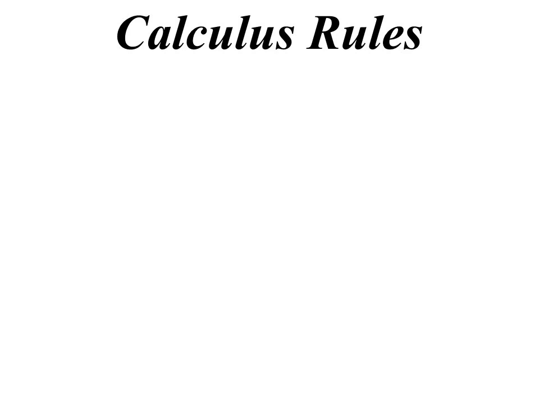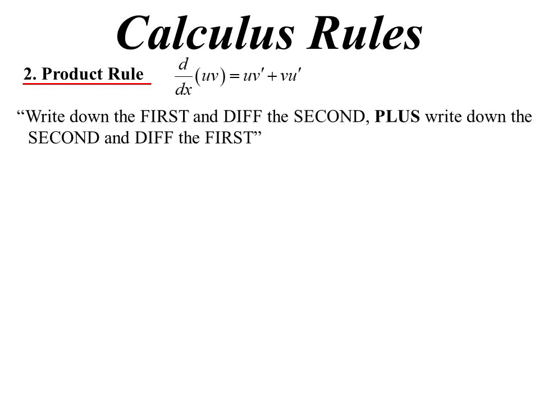Our next rule is the product rule, and it allows us to differentiate functions times other functions. That's the formal definition where u and v are just different functions, but how I remember it is like this. Write down the first and diff the second, plus write down the second and diff the first. Again, it's just a way of saying it, and you do it as you say it.